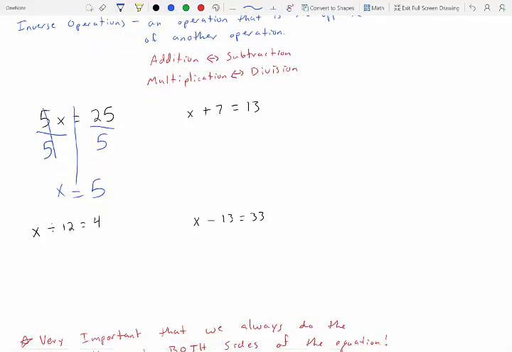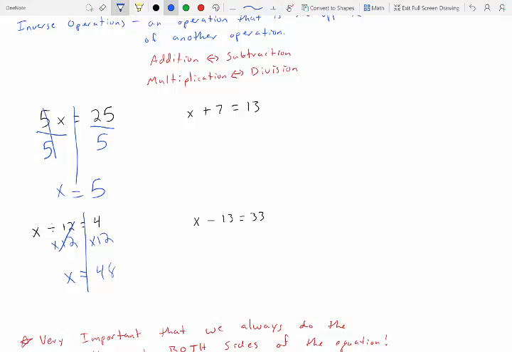Okay, if we get down to x divided by 12 equals 4, again, we need to draw our line down the middle. We have to use our inverse operation of division. That would be multiplication, so we're going to multiply by 12, cancel that out, multiply by 12, and we're left with x over here equals 4 times 12 is 48. So we get x equals 48.